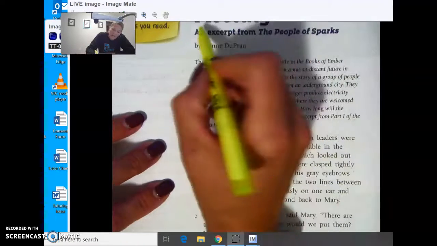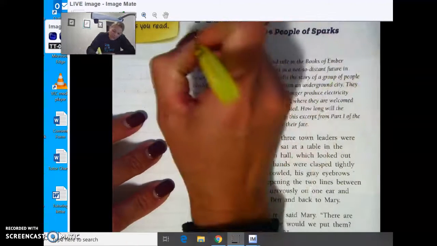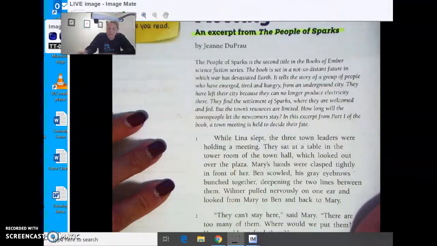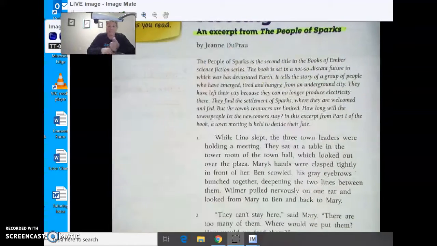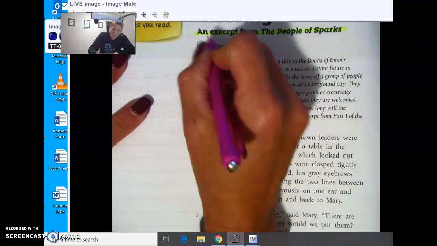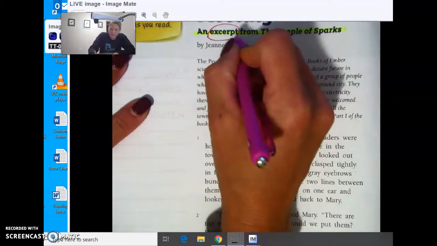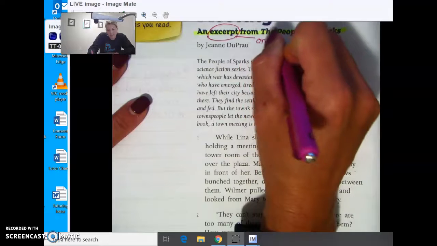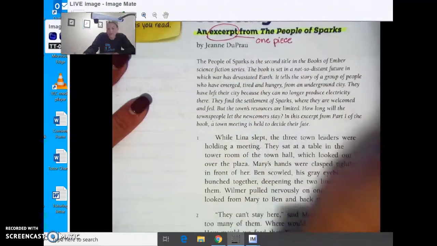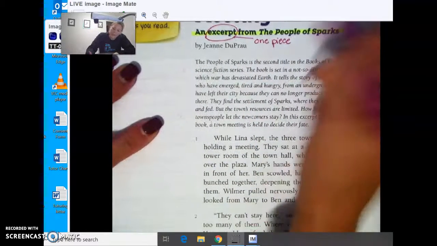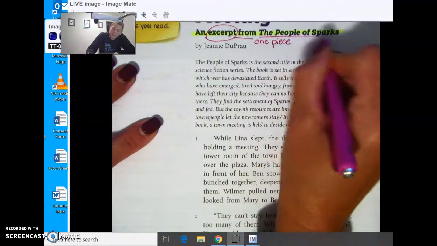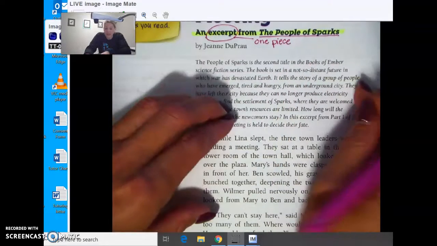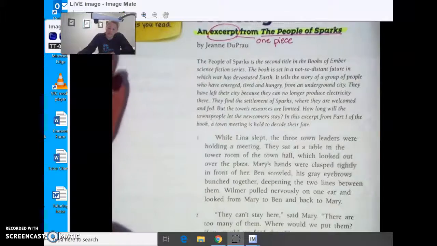And I also want to read this under my title. It's an excerpt from The People of Sparks. An excerpt is just a piece. It's like a short part of one piece of a story. It's not the entire thing. Okay? And The People of Sparks is probably a book or an article. So they're taking just one little section out of this whole book to share with us.